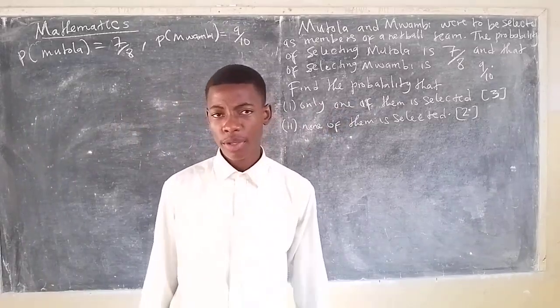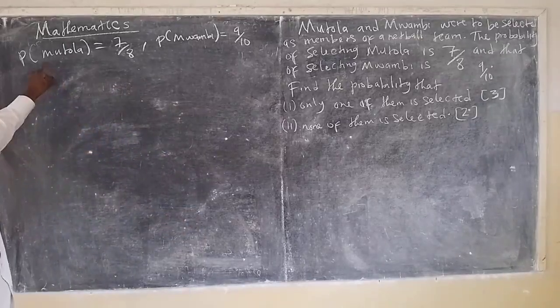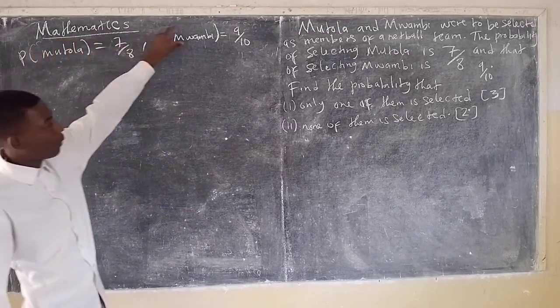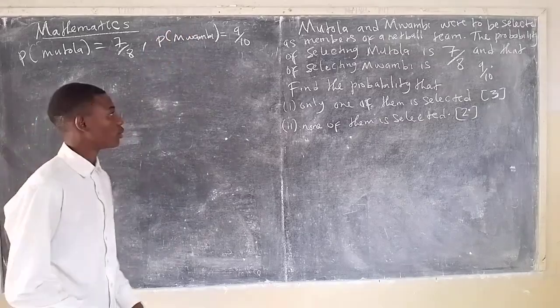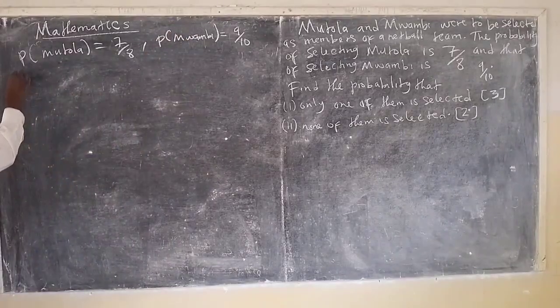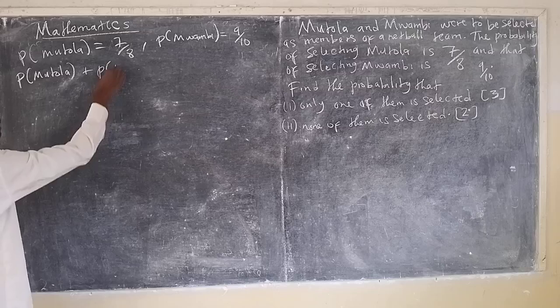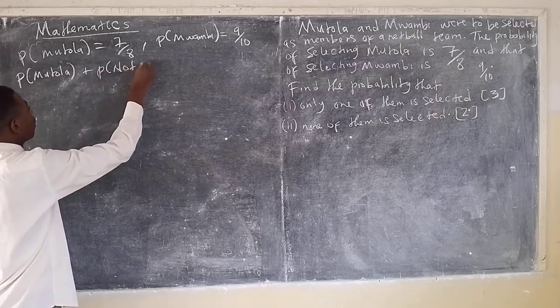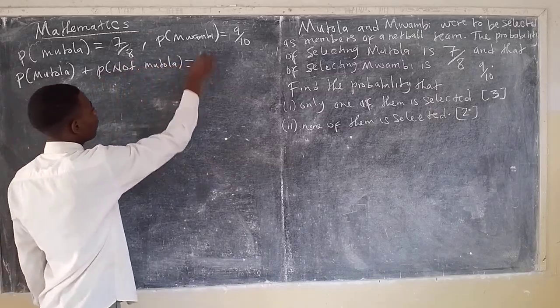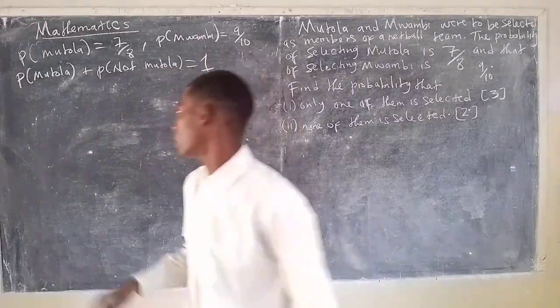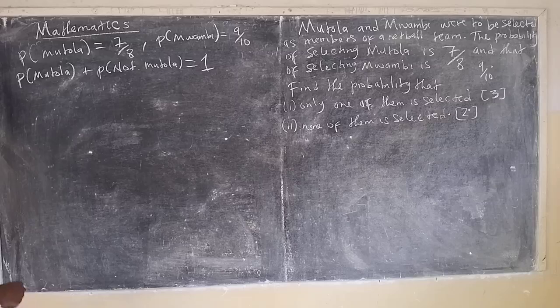Now we are asked to find the probability that only one of them is selected. They only require one of them. So how do we do that? First, we need to find the probability of not choosing Mutola, as well as the probability of not choosing the other one. According to probability, the outcome should always be equal to 1, because there is a possibility that the person is not selected. So the probability of selecting Mutola plus the probability of not selecting Mutola is equal to 1.